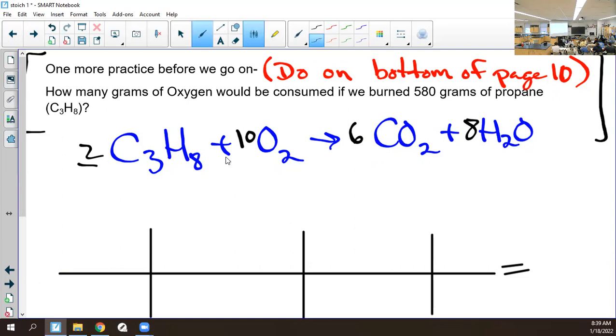So in that little space on the bottom of page 10, or anywhere you have space, you can do this problem. So this is a gram to gram. How many grams of oxygen and 580 grams of C3H8. Okay, see if you can do that one.